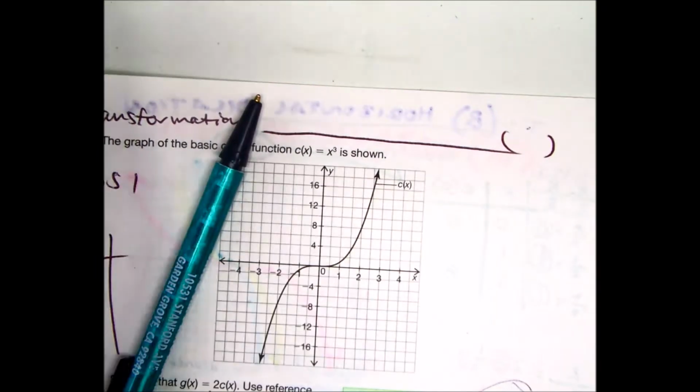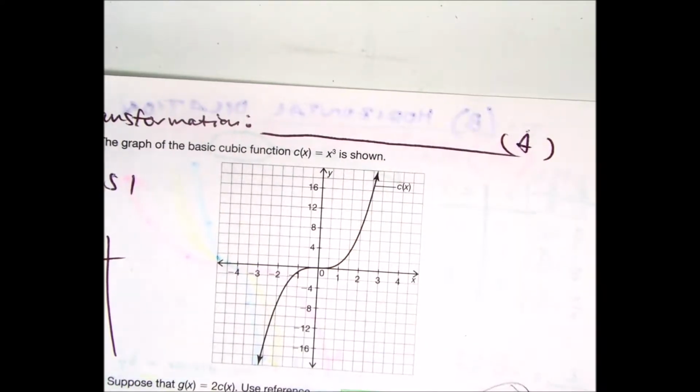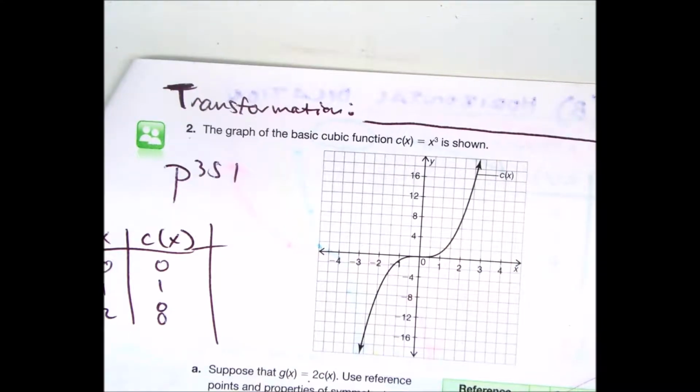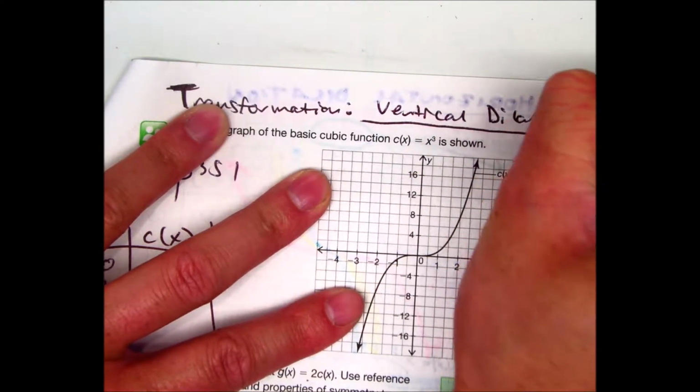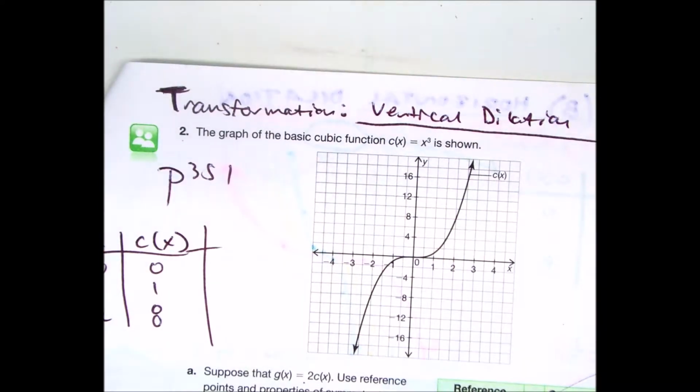So this is the A letter. And on the A letter, what are you going to write there on the blank? I wrote vertical dilation. Raise your hand if you got that.